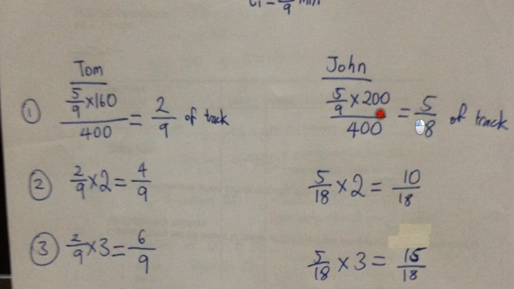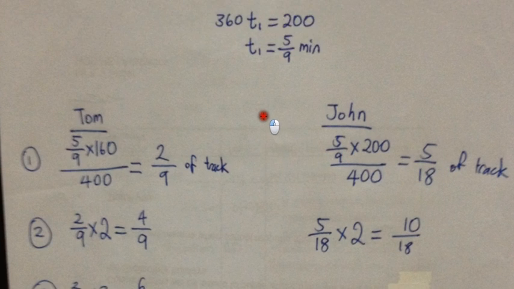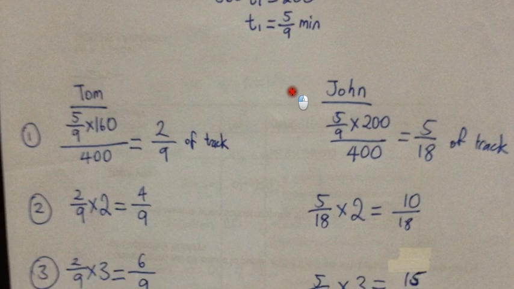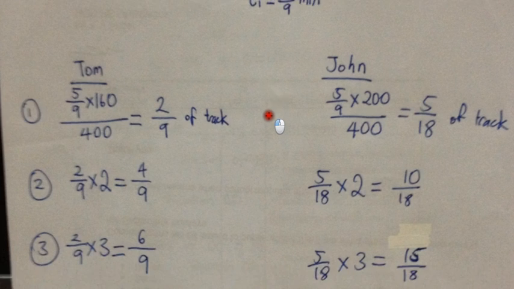So if I add these two together, 2 out of 9 plus 5 out of 18, I will get half of the track, which corresponds to the 200 meters because it is 200 out of 400 meters of the track covered. Now, the second time that they will meet will have to be the next round. They will have completed another 400 meters, right?